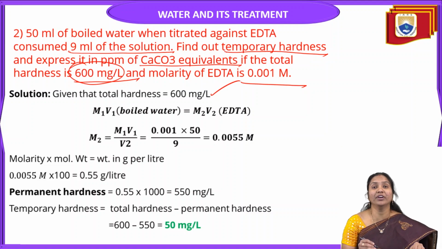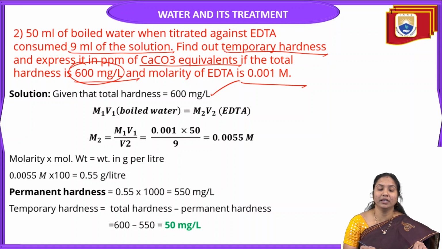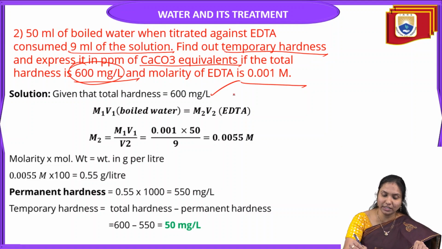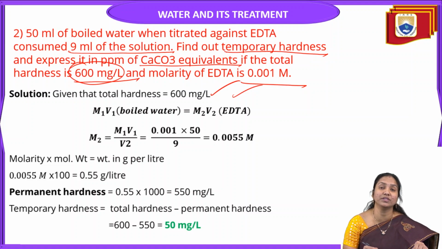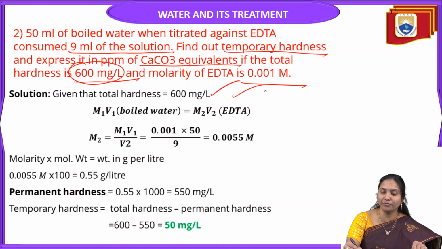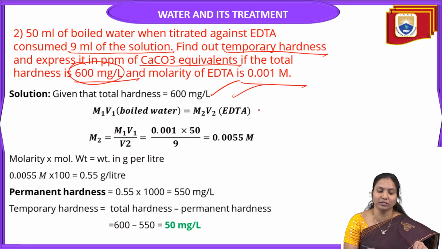So here the formula is M1V1 equal to M2V2. M1V1 is related to the boiled water sample and M2V2 is related to EDTA. Boiled water sample means that after boiling, we can remove the temporary hardness causing salts present in the water, so what remains is the permanent hardness. So here M1 means the molarity of boiled water.